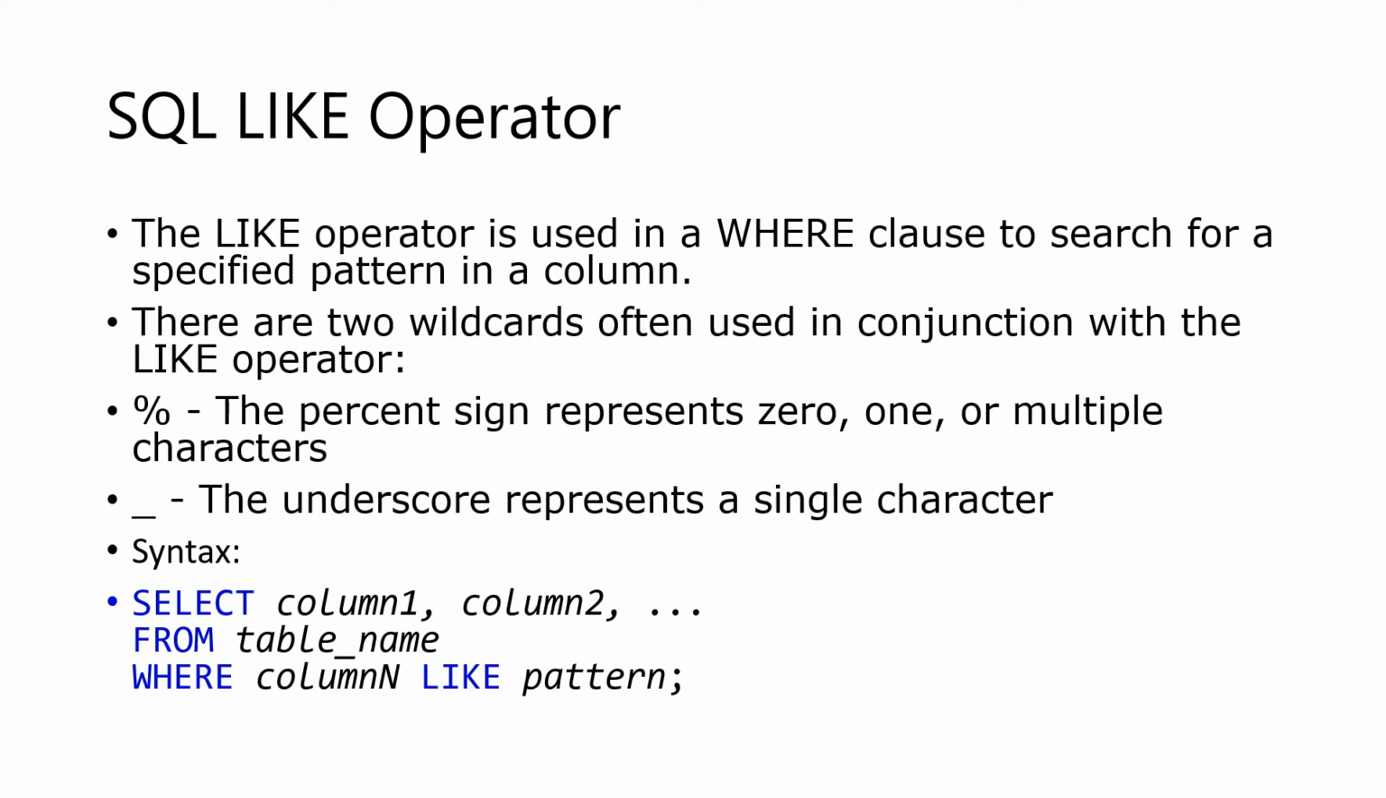For example, if you are using percentage, the percentage sign represents 0, 1 or multiple characters. If you are using underscore, the underscore represents a single character. It will be clear to you in the next slide how we can use like operator and these signs.